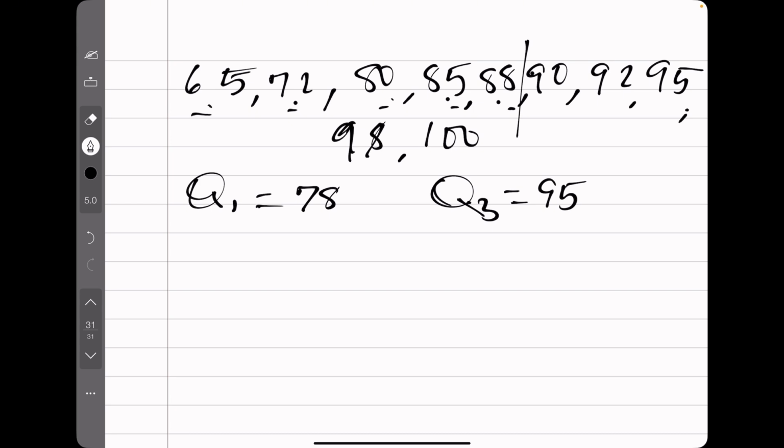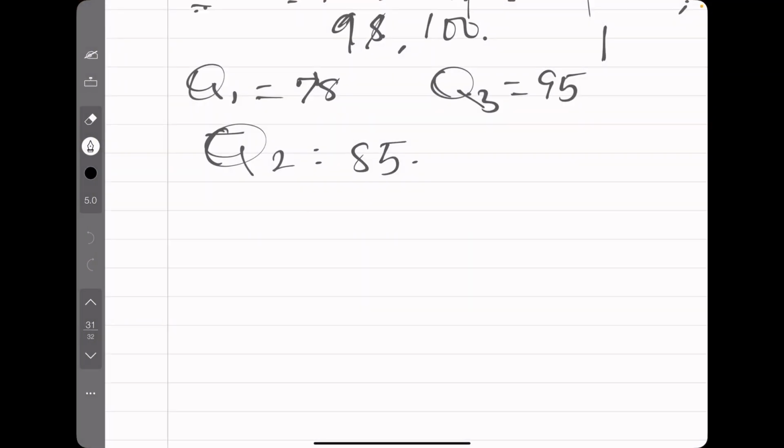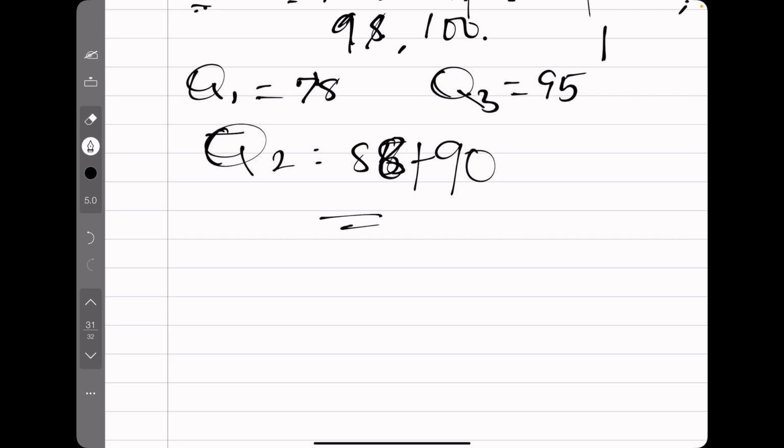So our Q2 is the average of the middle two values. The total is 10, so we count from the back: 1, 2, 3, 4. Stop here. We count from the front: 1, 2, 3, 4. We stop here. So our two middle values are 88 and 90. Q2 is equal to 88 plus 90 divided by 2, which equals 89. That's 89.